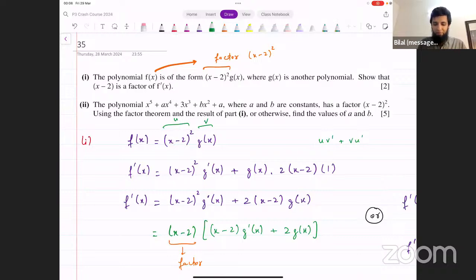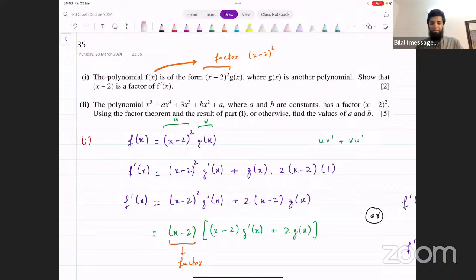In the first part, we had a function f of x, and x minus 2 whole squared was a factor of that function. If x minus 2 whole squared was a factor of that function, we showed in the first part that x minus 2 should be a factor of f dash of x. If x minus 2 whole squared is a factor of this function, then the derivative of that function would have x minus 2 as a factor.